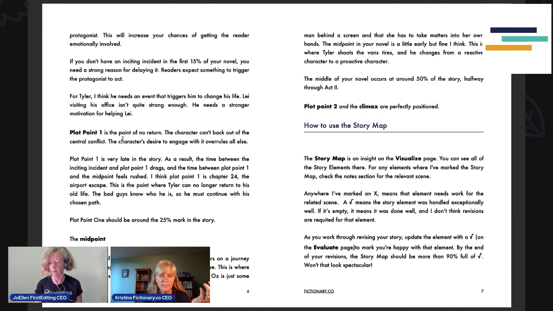Plot point 1 is very late in the story. And so there's a description here that it's late and that makes this story feel rushed. And this is going to have to be reworked. In the middle, the midpoint was too early, and then plot point 2 and the climax are perfectly positioned.